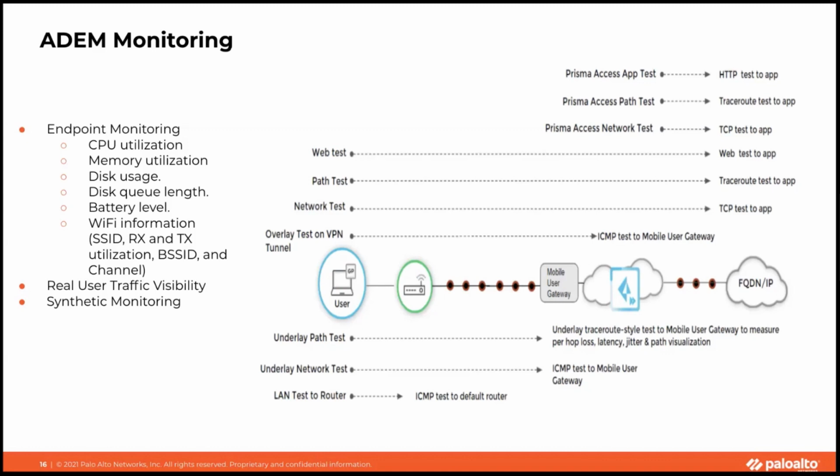As soon as an app test is assigned to the user, the ADEM service begins gathering health telemetry about the device and the Wi-Fi connectivity to help determine whether the device or the Wi-Fi is the cause of any performance issues. It also collects information which includes the CPU utilization, memory utilization, disk usage, disk queue length, battery levels, Wi-Fi information, SSIDs, and Rx/Tx utilization.